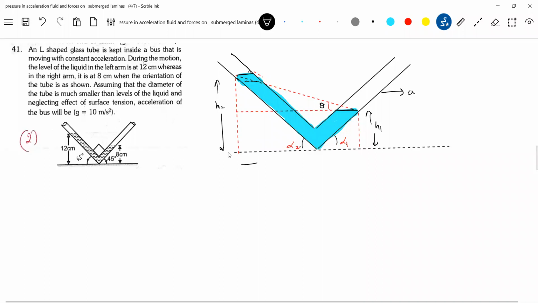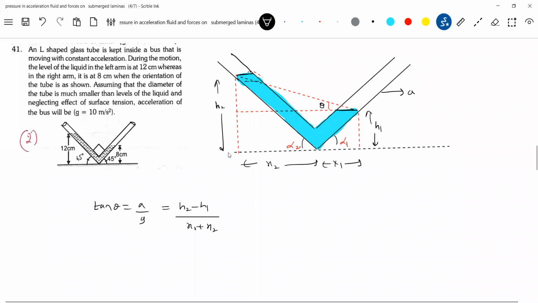If this is H2, so what can be this? This will be this length. Tan alpha 2. So call this X2. This is X1. So you want that acceleration, that's all. So tan theta shall we write equal to A by G? Somehow we should get theta. What is theta? This should also equal to H2 minus H1 by X1 plus X2.